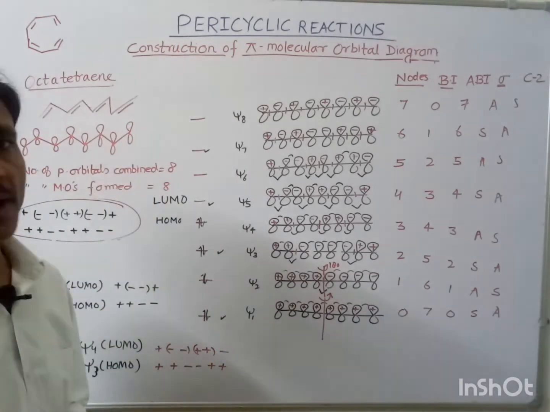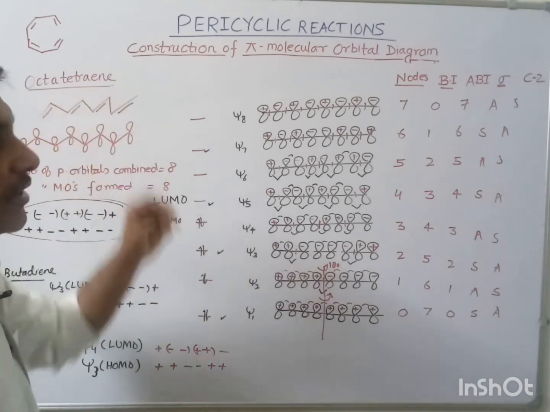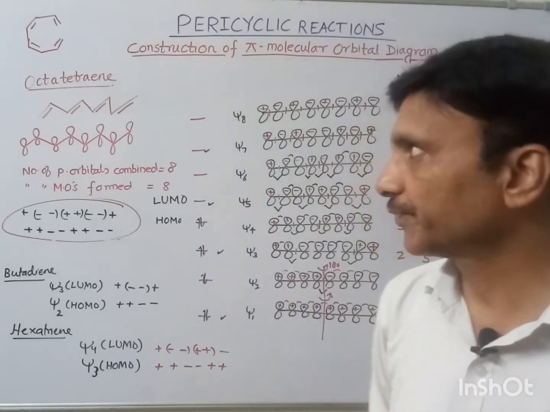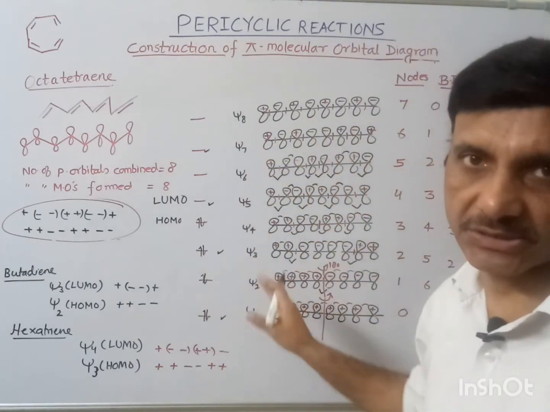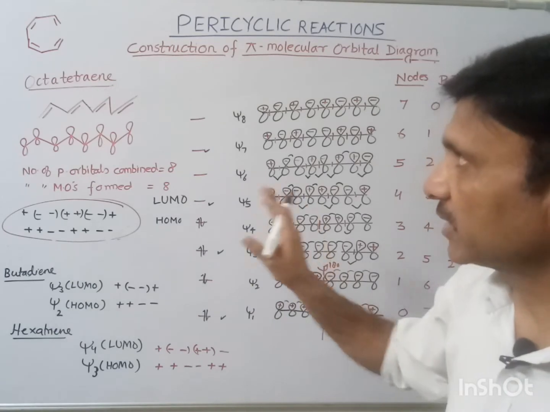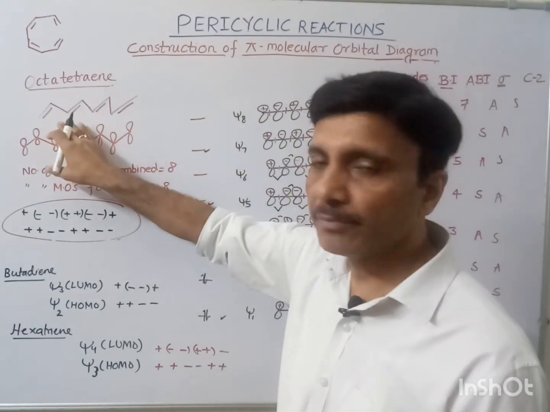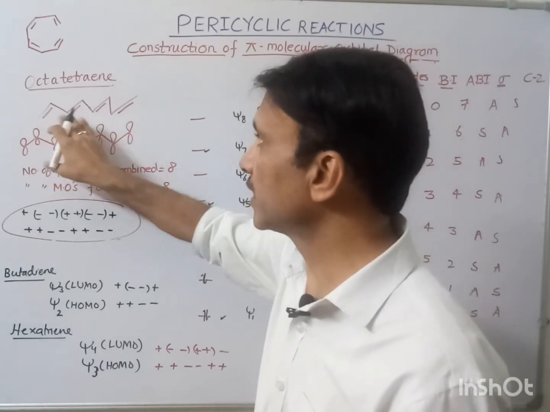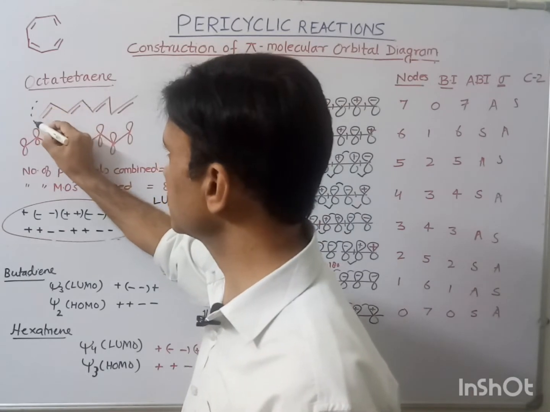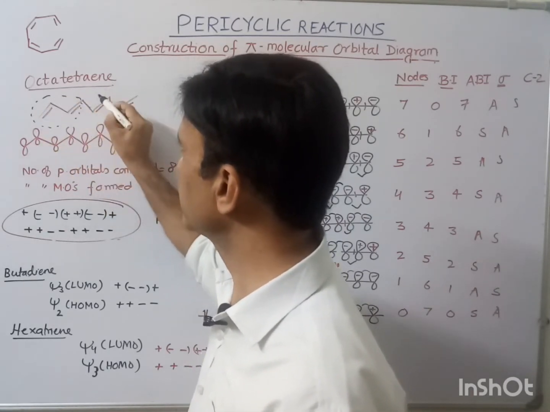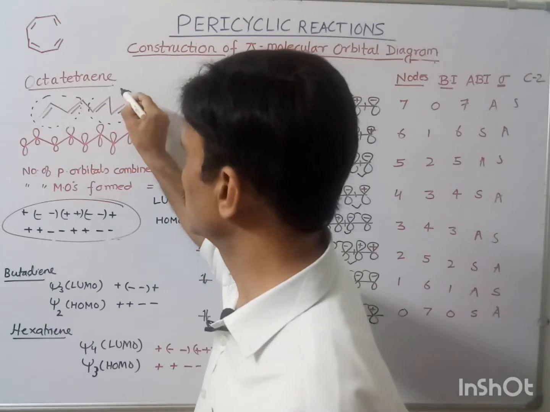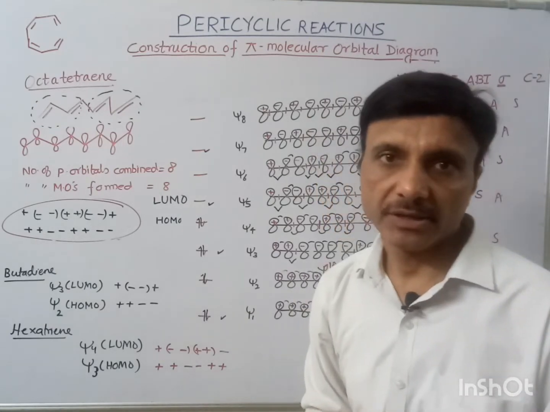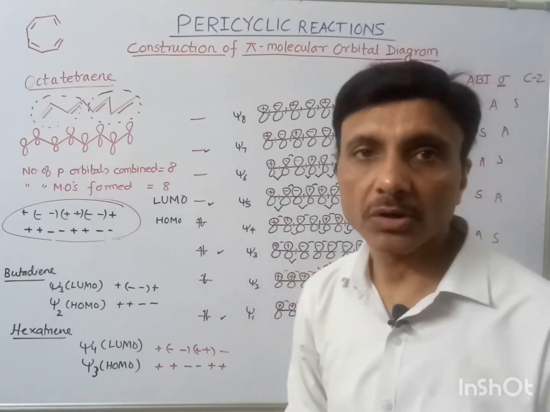Now this is the pi molecular orbital diagram of octatetraene, and this can also be understood in a different way. One way to understand it is this; I have drawn it in this way. Otherwise, octatetraene may be considered as a combination of two butadiene systems. This is one butadiene system and this is another butadiene system. Two butadiene systems combine, or overlap, to give octatetraene.